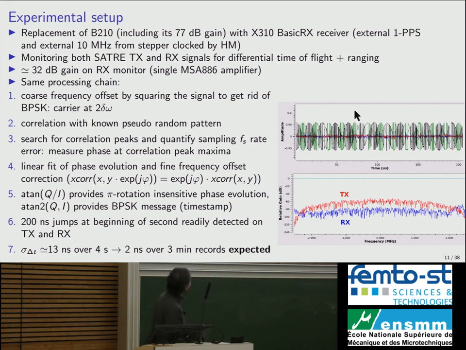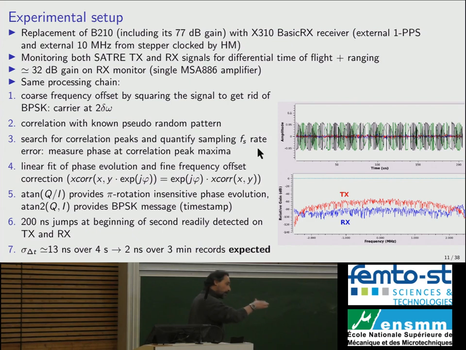From there, the actual experiment is we connected a software-defined radio to a derivative of a parabola dish going in the two-way time transfer room. We added a bit of amplification. We observe the frequency offset at twice delta omega. We remove the frequency offset and we correlate the pseudo-random sequence. And from that, we can identify the sampling frequency offset.